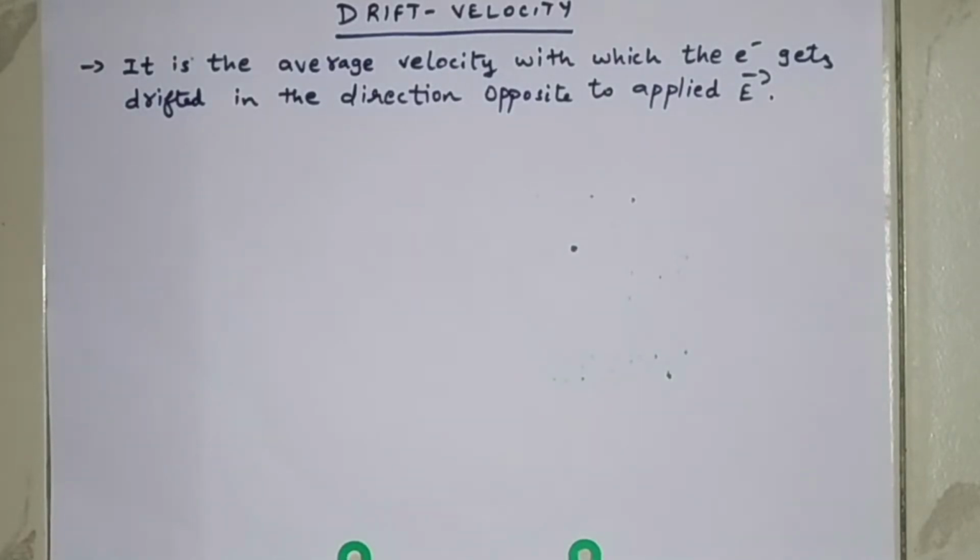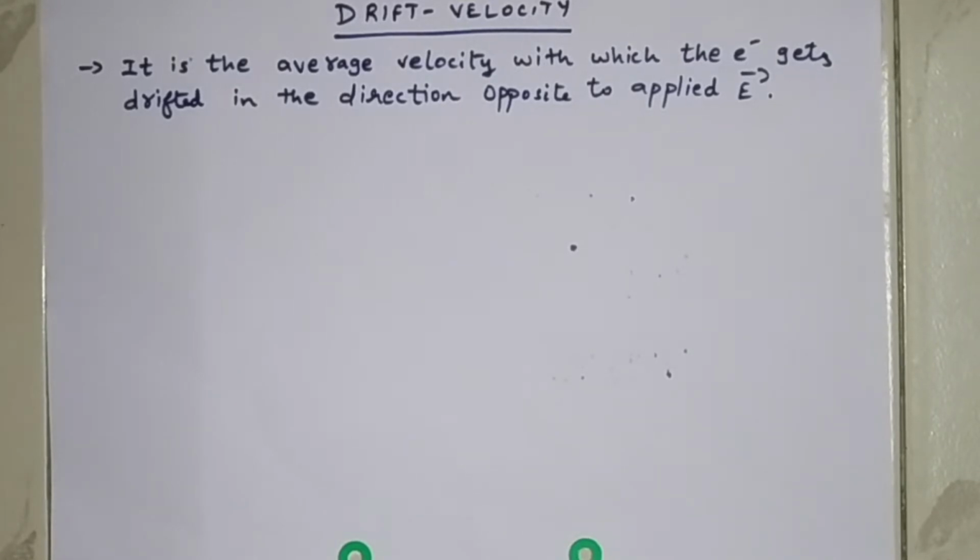Hi guys, today we are going to derive the formula for electrical conductivity. Before deriving it, we have to derive the drift velocity formula and know what drift velocity is, and from that we are going to derive the electrical conductivity formula. So what is drift velocity? It is the average velocity with which the electrons get drifted in the direction opposite to the applied electric field.